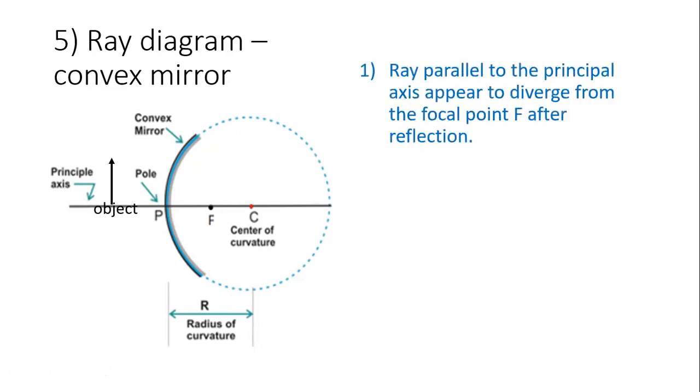So the first ray is parallel. It's not in your book. A ray parallel to the principal axis appears to diverge from the focal point F after reflection. That's your focal point F, and that's your center of curvature. So number one, parallel to the principal axis, appears to diverge from here. You draw a broken line from F, and from there you can draw your reflected ray.